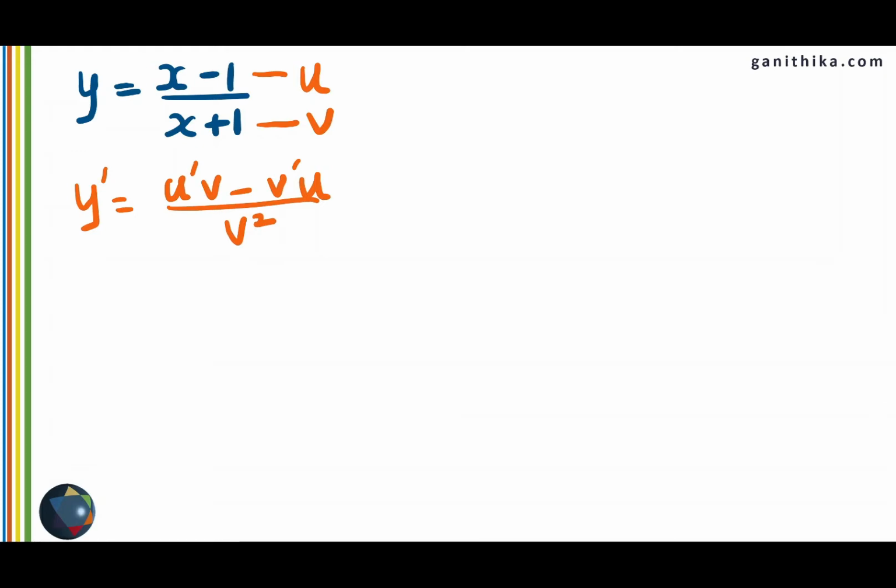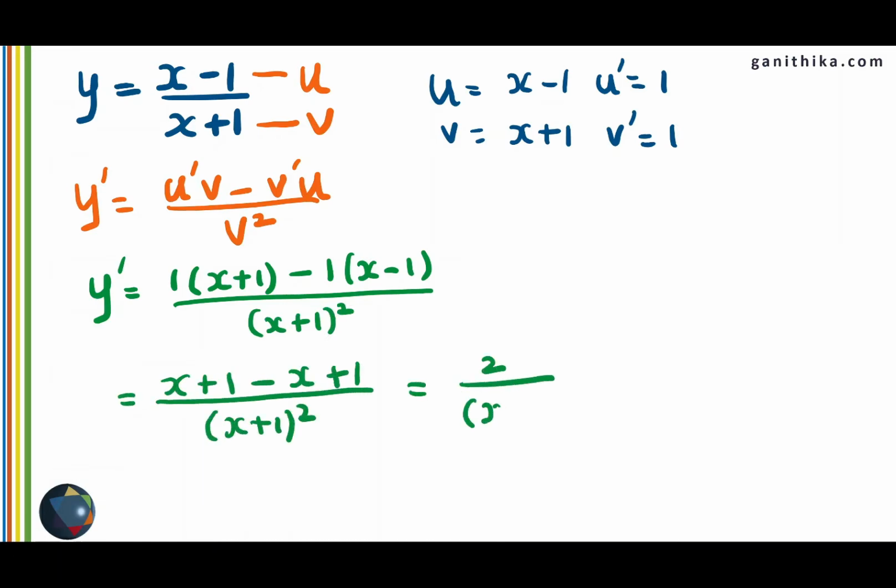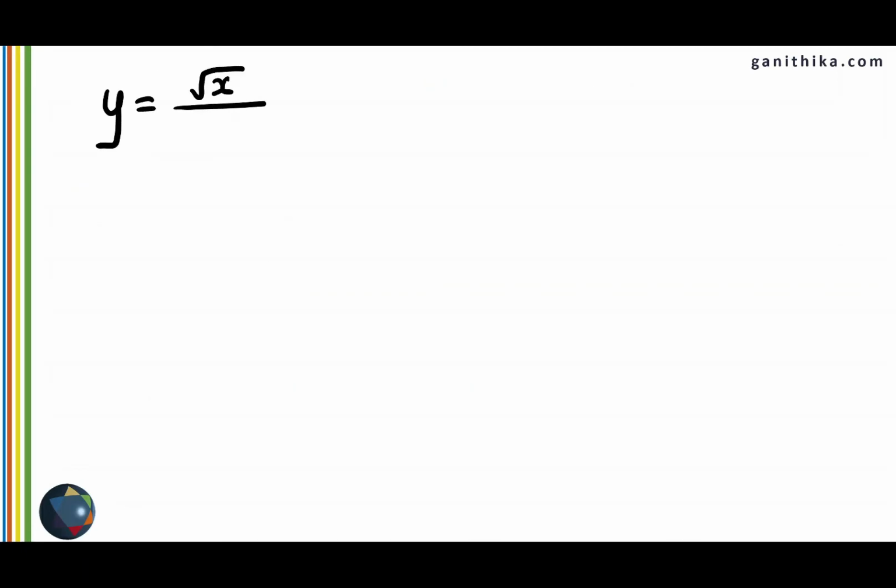Now we need to find the derivatives of u and v. Since we know that u is x minus 1 and v is x plus 1, their derivatives would be 1 and 1 each. Substituting them in the corresponding places in the formula and simplifying, we get the answer as 2 over x plus 1 the whole square, which is the derivative of x minus 1 over x plus 1 using the quotient rule. Let's do another example.